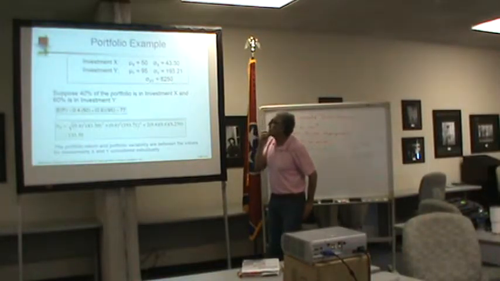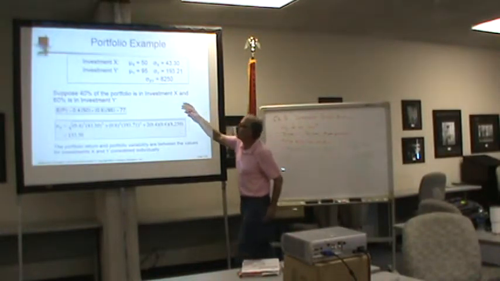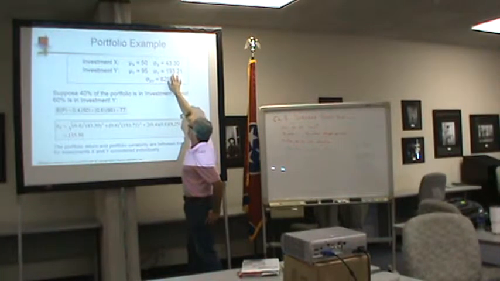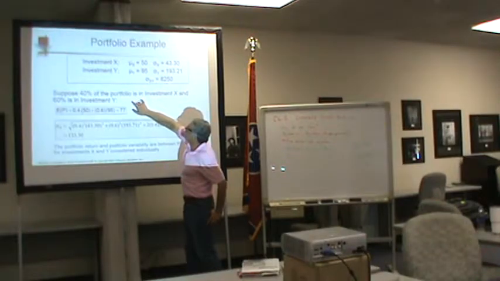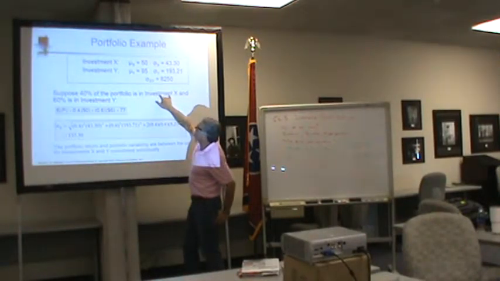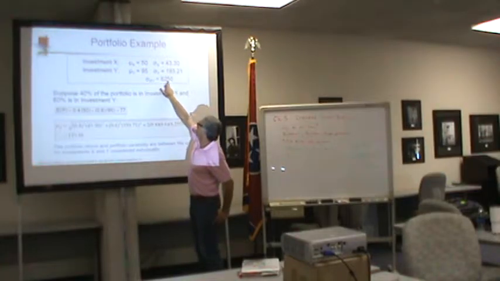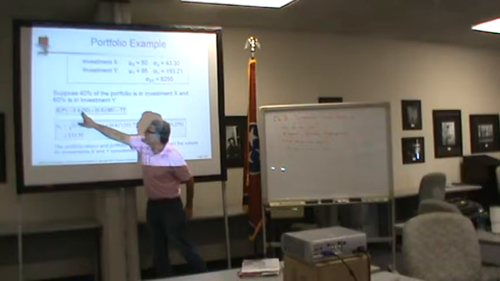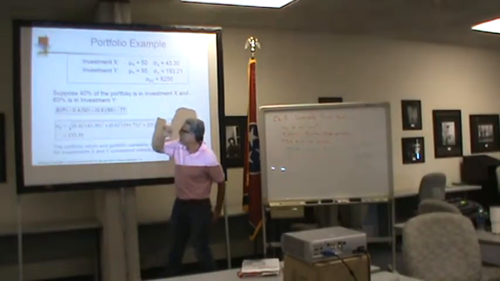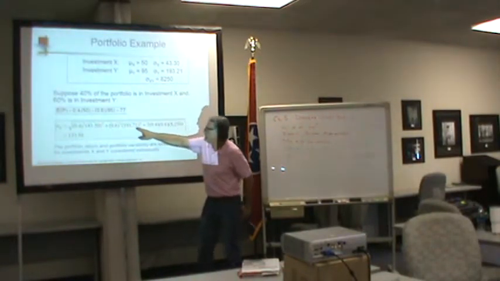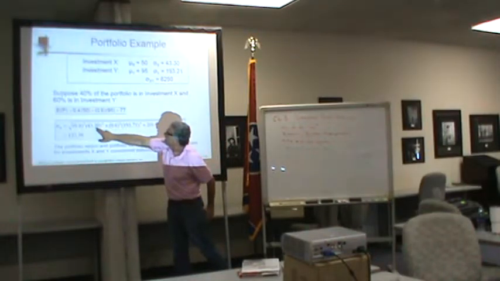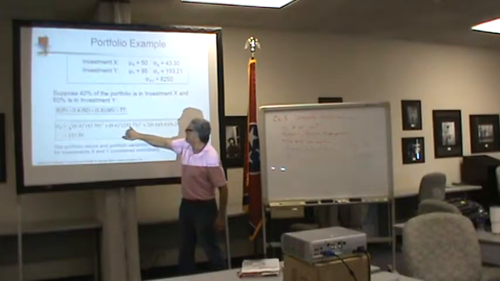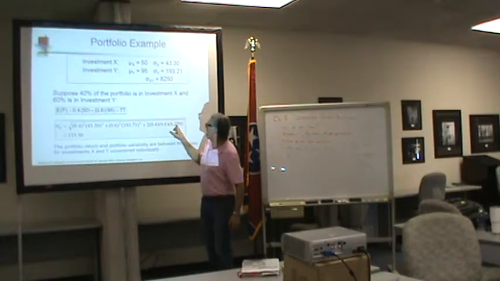So here are our two portfolios. Remember our two investments: we had the passive and the aggressive, and each of their spreads. We're going to put 40% in X and 60% in Y. So our expected value is 40% of the 50 plus 60% of the 95. And then our standard deviation: the 40% one was the weaker one, the 60% was the stronger one, and there was the covariance.